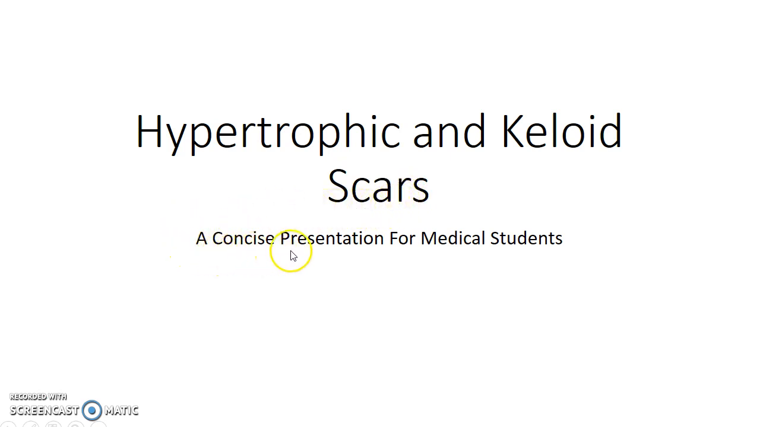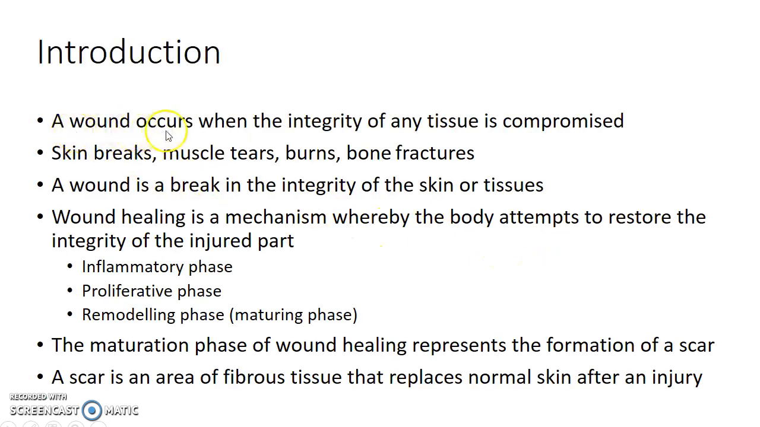This is a concise presentation for medical students. A wound occurs when the integrity of any tissue is compromised. Skin breaks, muscle tears, burns and bone fractures are examples of a wound. By definition, a wound is a break in the integrity of the skin or tissues. Wound healing is a mechanism whereby the body attempts to restore the integrity of the injured part.